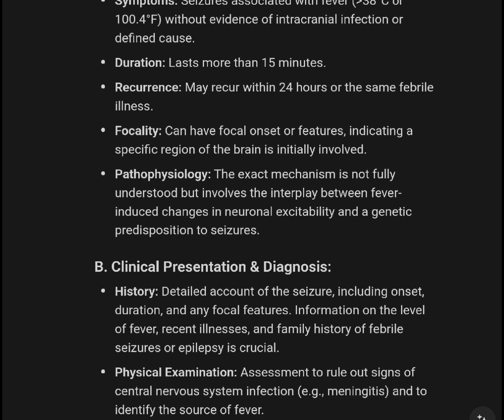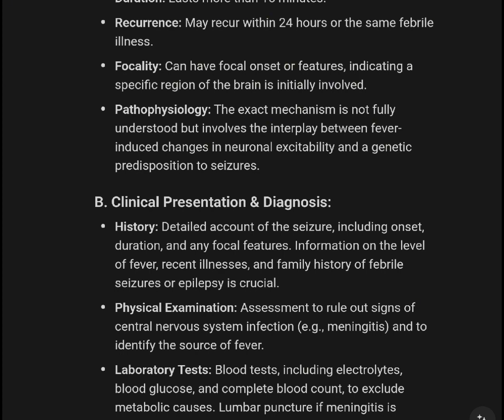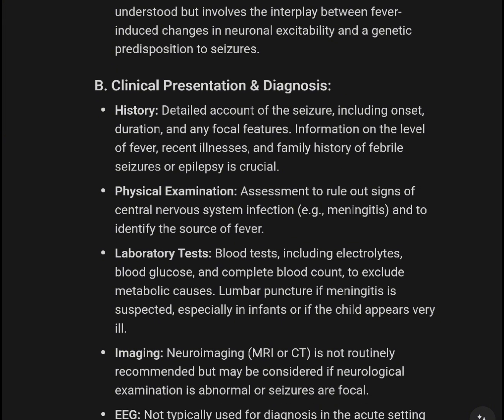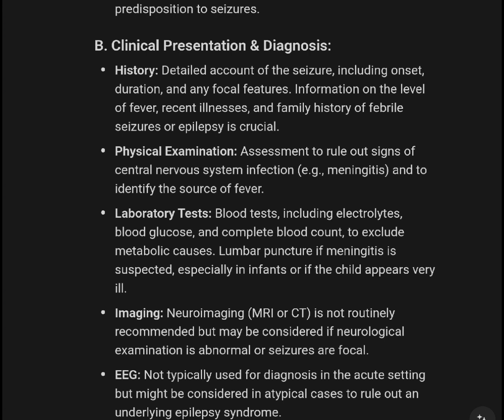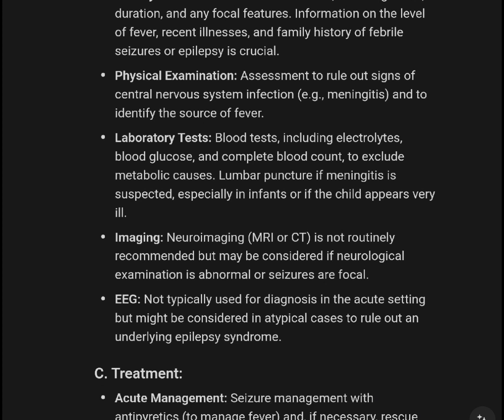Clinical presentation and diagnosis. History: a detailed account of the seizure, including onset, duration, and any focal features, information on the level of fever, recent illnesses, and family history of febrile seizures or epilepsy is crucial. Physical examination: assessment to rule out signs of central nervous system infection, meningitis, and to identify the source of fever. Laboratory tests: blood tests including electrolytes, blood glucose, and complete blood count to exclude metabolic causes, and lumbar puncture if meningitis is suspected, especially in infants or if the child appears very ill.